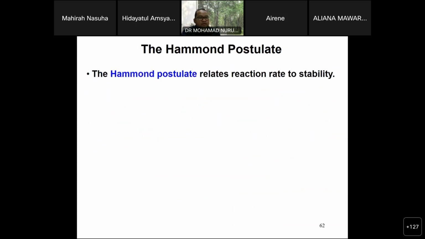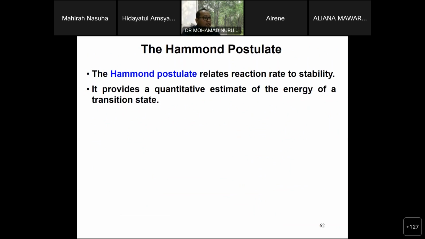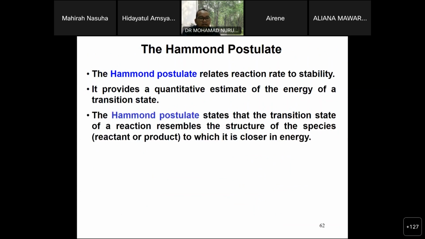For the Hammond postulate, it relates the reaction rate to stability. It provides a quantitative estimate of the energy of the transition states. In this postulate, the transition state of the reaction resembles the structure of the species, whether reactant or product, to which it is closer in energy.